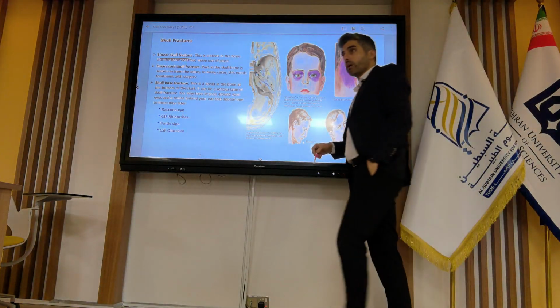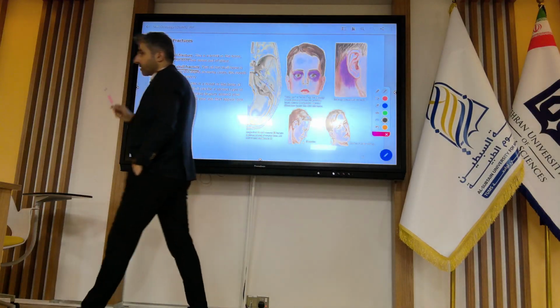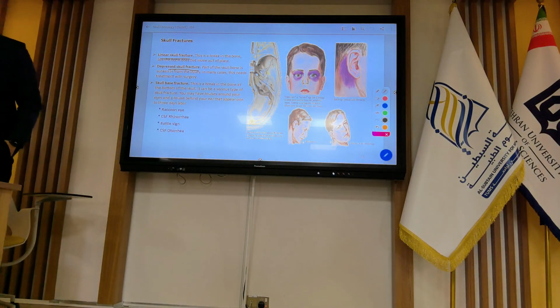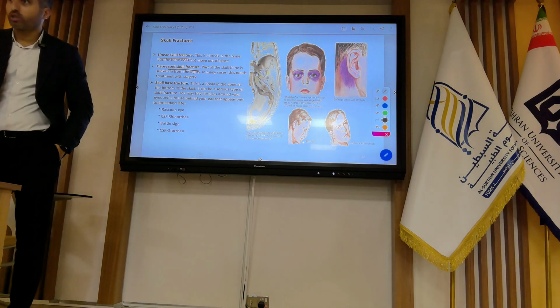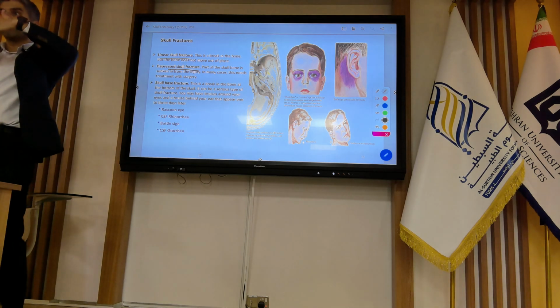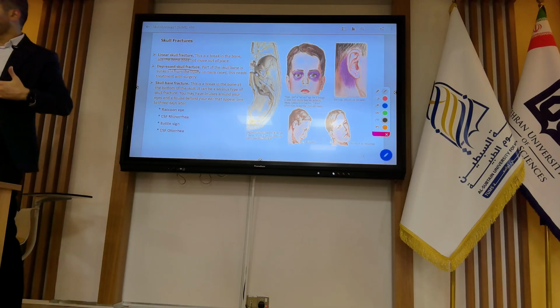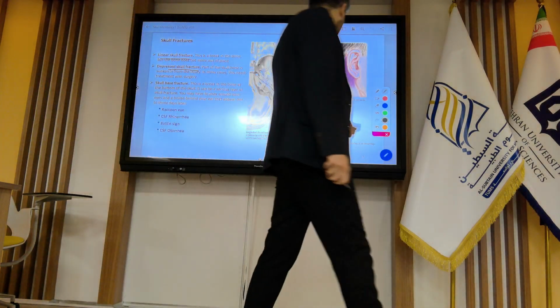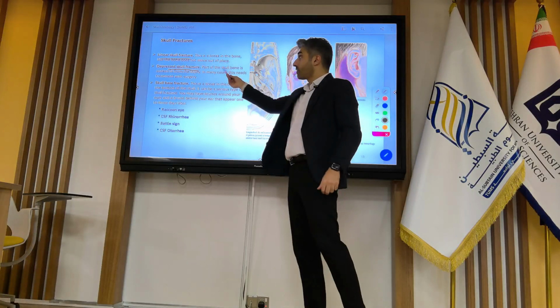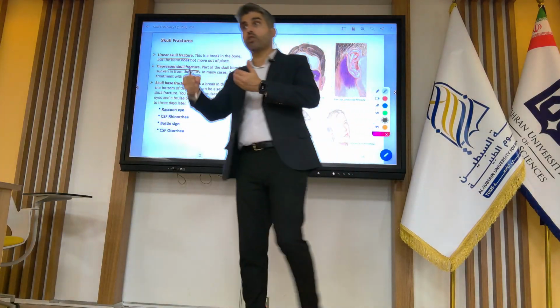The second type is depressed skull fracture. For example, in some conditions, trauma damages the skull and pushes it down, depressed. You can see the location of the pressure. It goes inside, so it's very dangerous. Why? Because it can damage the brain.